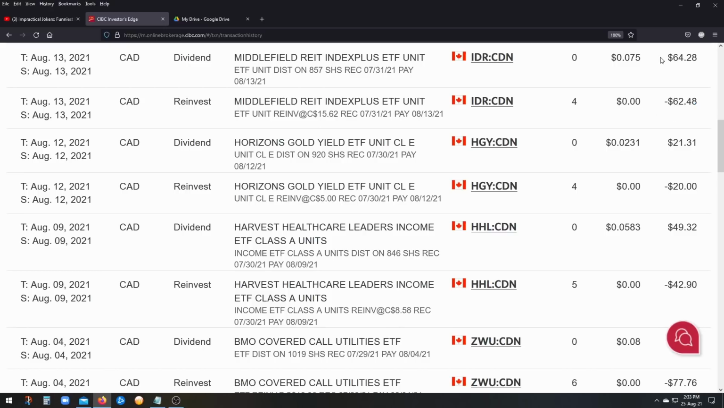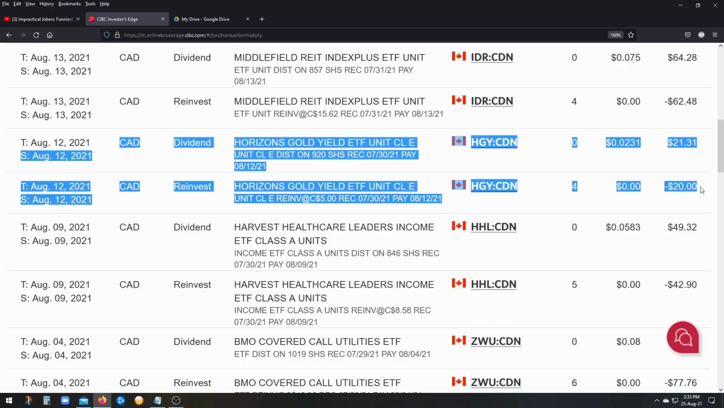You can see that there's a little bit of a discrepancy, but that's because this broker does not offer fractional shares. So instead of getting 4.1 shares, you're getting 4 shares, which equates to 62.48. So the difference, about $2, will be automatically deposited as cash. So there's leftover cash.